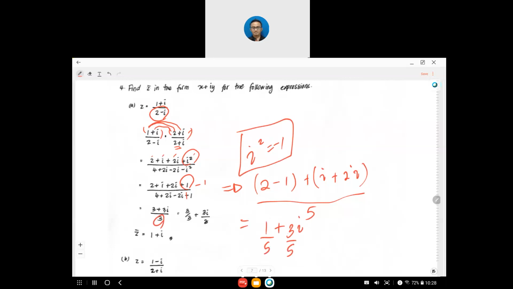But you want to find z bar. So your z bar becomes 1 over 5 minus 3i over 5, because z bar is your conjugate. So you have to change the sign. Okay, so this is the final answer. Now look at part B.